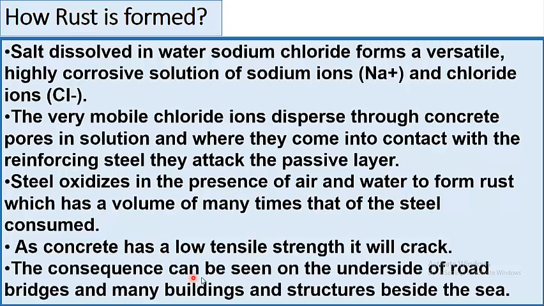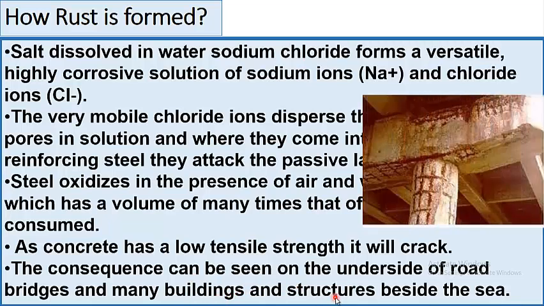The consequences can be seen on the underside of road bridges and many buildings and structures beside the sea. As we know, there is a lot of moisture and humidity around the sea or near structures which are near water bodies. The underside of the bridge, as you can see over here, catches rust very rapidly, and near the sea, where there are a lot of salts and alkalis in the water, these adverse effects are very visible near the seaside or other water bodies.